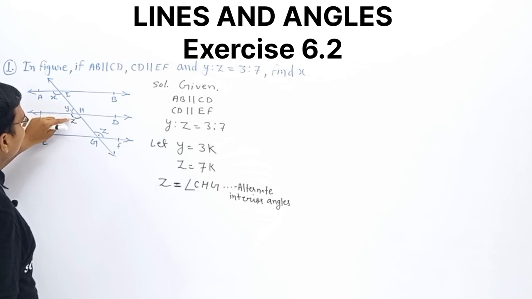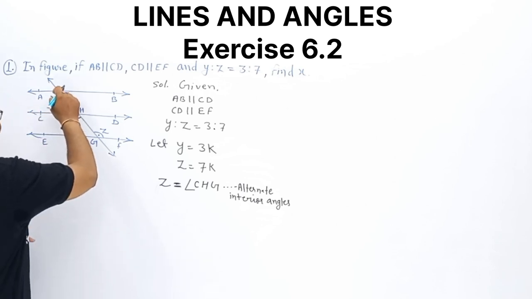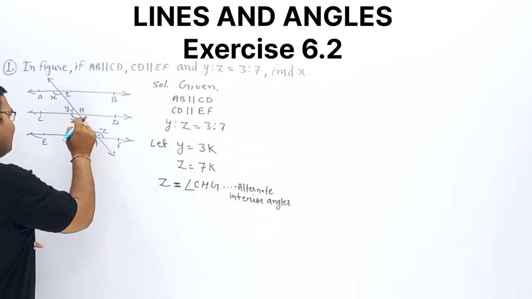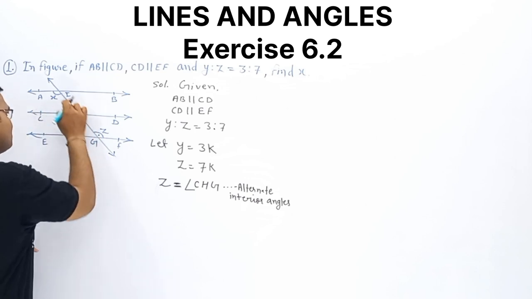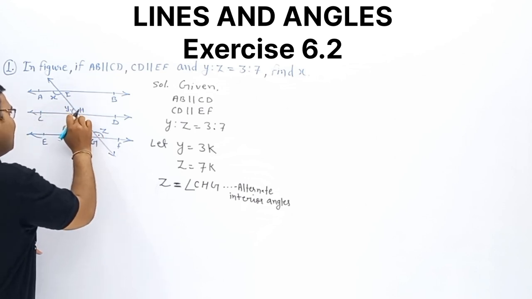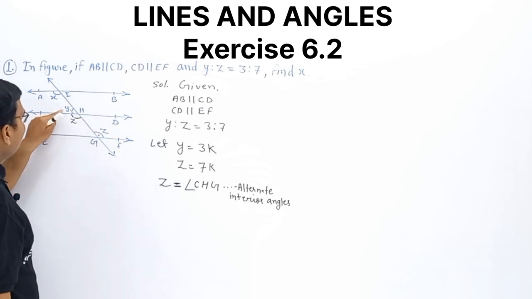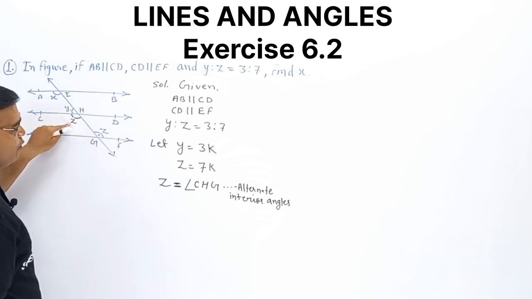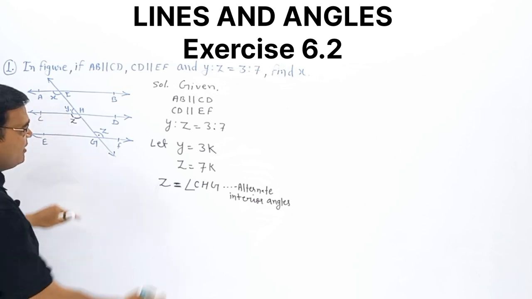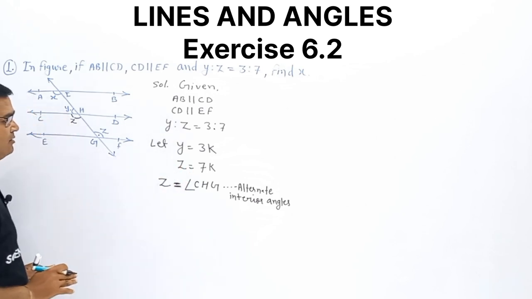We have one line and this is a ray standing on this line. It means the sum of both angles will be 180 degrees. So y plus z will be what? 180. We have both values. Observe what I am doing.